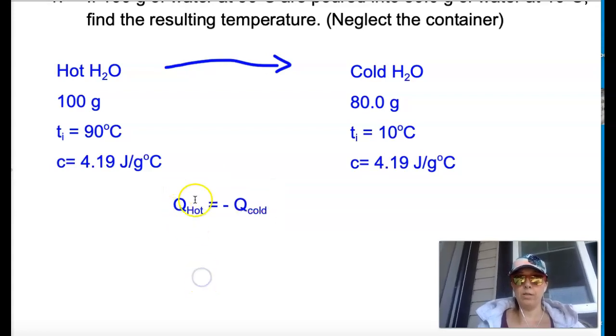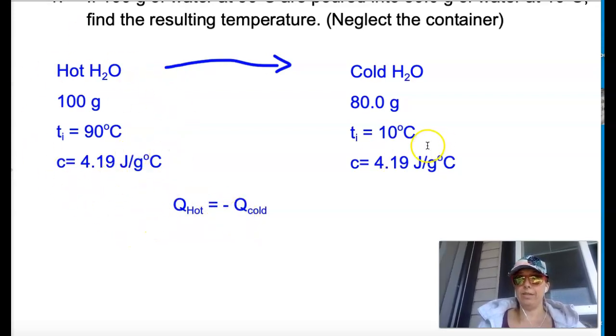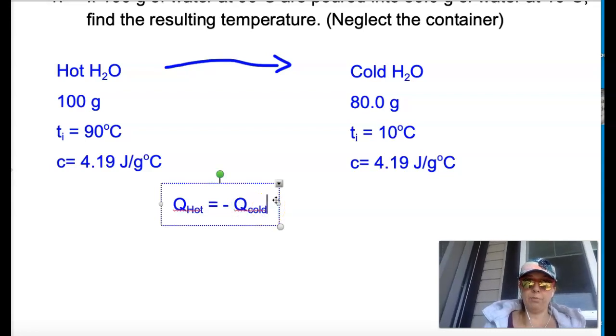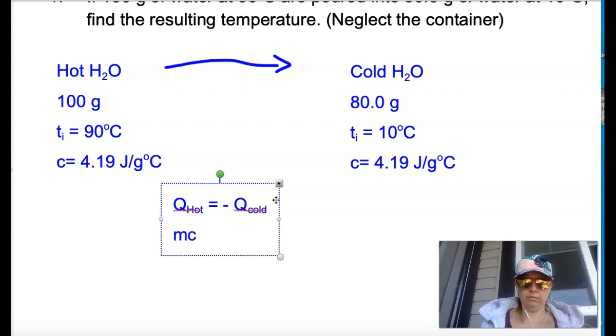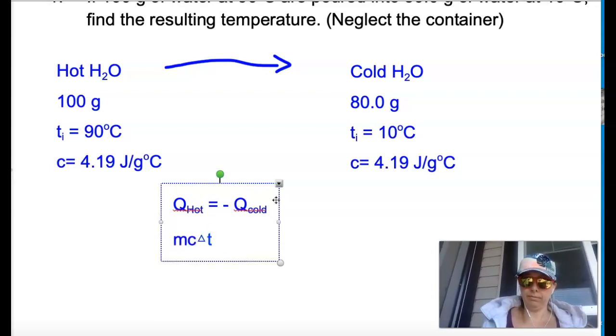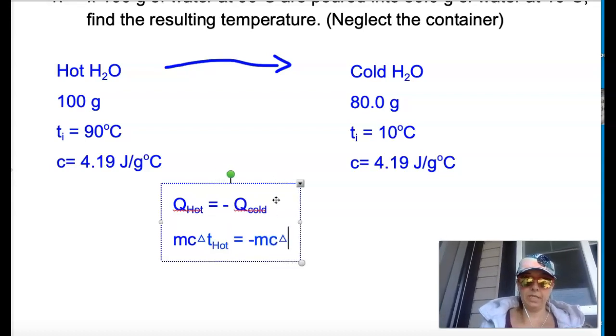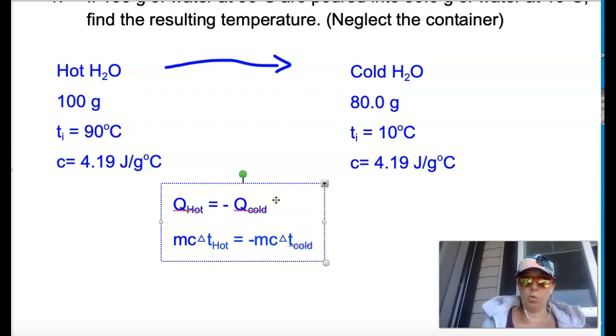Like I mentioned before, it doesn't matter which side you put the negative on, but you have to put it on one of the sides, because this has released energy and this has gained energy. So they're going to have different signs, but the numerical value will be the same. Right now I don't have a Q number, so I can't use just Q. But like I mentioned in that previous slide, we can change it to mcΔT of the hot equals the negative mcΔT of the cold.